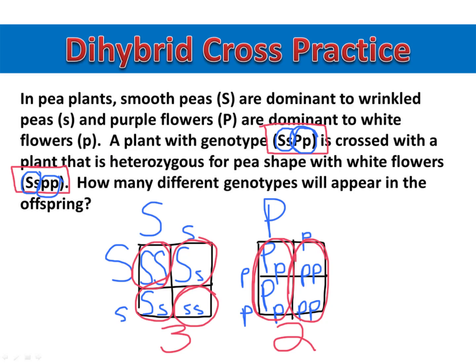And so now the question is, what do I do with my 3 and my 2? Whenever you've got numbers from 2 Punnett squares in a dihybrid cross, you always multiply them to figure out your answer. And so 3 times 2 is 6. There are 6 different genotypes that could appear in the offspring of this cross.